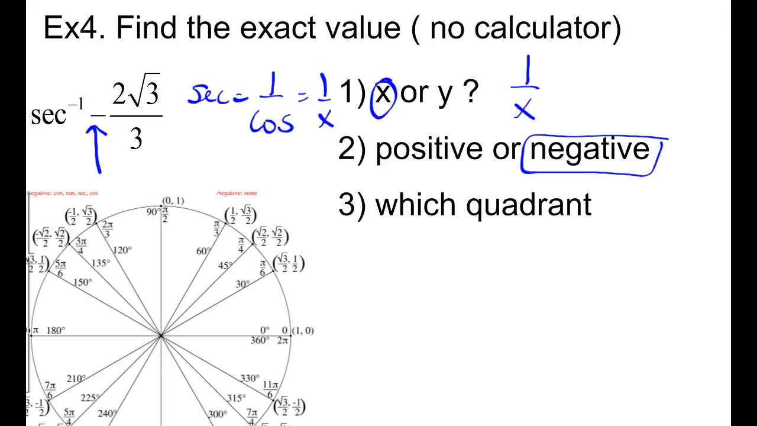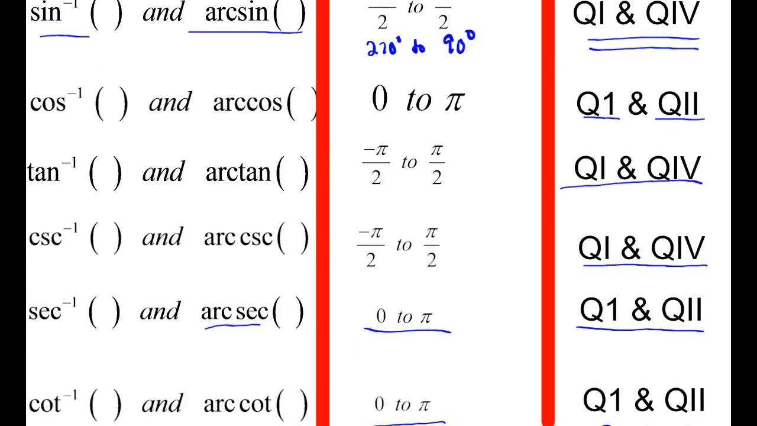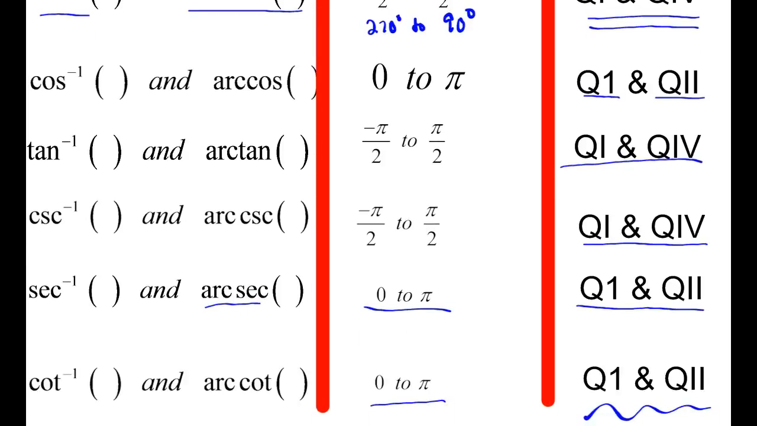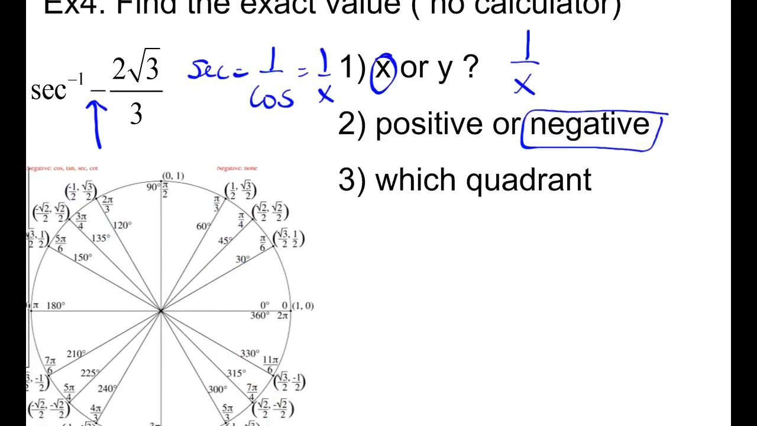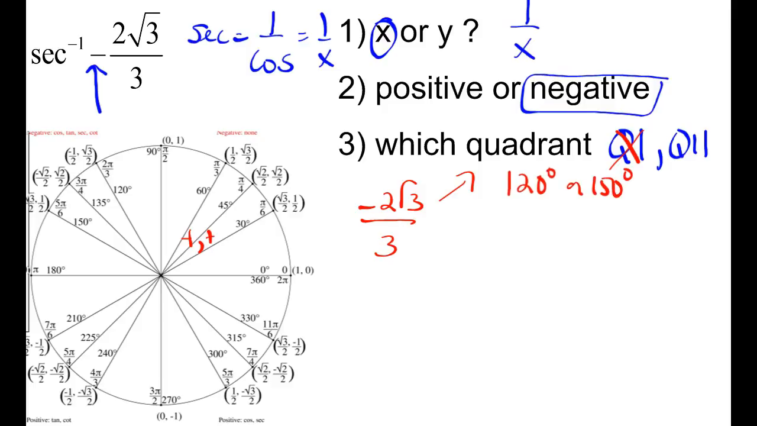And let's figure out what quadrant inverse secant is in. Inverse secant is in quadrant 1 or quadrant 2. So I'm going to write that down. I'm looking at Q1 or Q2. Since I have a negative, my result is negative. Q1 is out because everything over here is positive. So I've got negative 2 square roots of 3 over 3. What this tells me is I'm either at 120 degrees or 150 degrees.